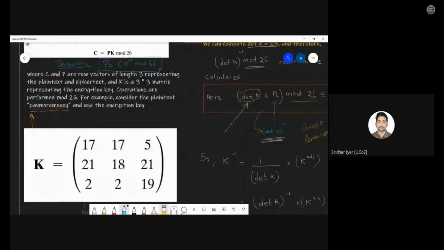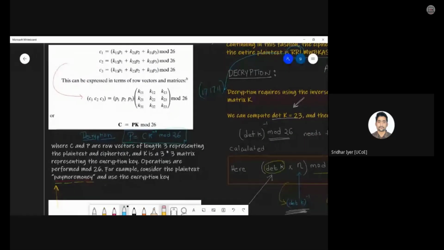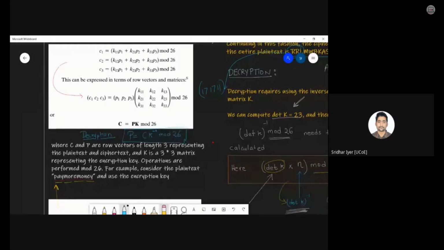Okay. And whatever answer you will get, take a mod of that by 26 and you will get your final answer. This will obviously be in groups of 3. So you will have 4 such groups, and when you combine them together, you will get back the answer, which is pay more money. So this is a homework question.